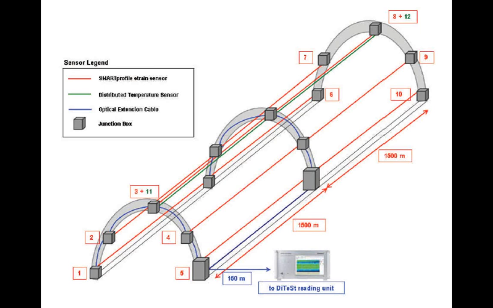So here's a scheme of the system that was installed. 5 lines of distributed sensors with a total length of 3 kilometers each are connected to a data reading unit, and this allows, as I mentioned, to localize and detect the onset of new cracks in the tunnel and avoid any risk to the trains that use that tunnel.